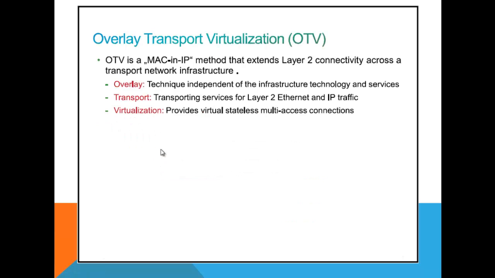OTV stands for Overlay Transport Virtualization, which is nothing but MAC in IP. Layer 2 in layer 3. Layer 2 frames are encapsulated with layer 3 and sent over the virtualized tunnel.